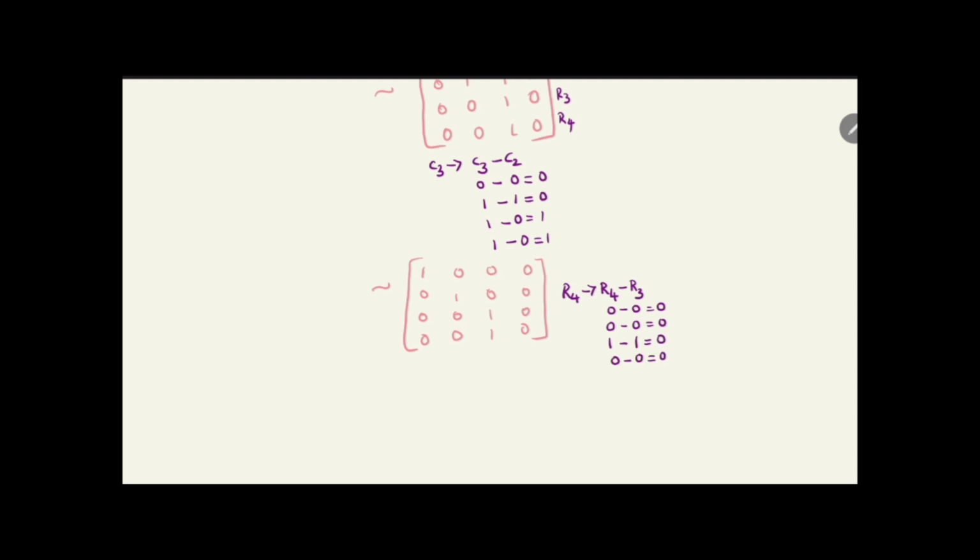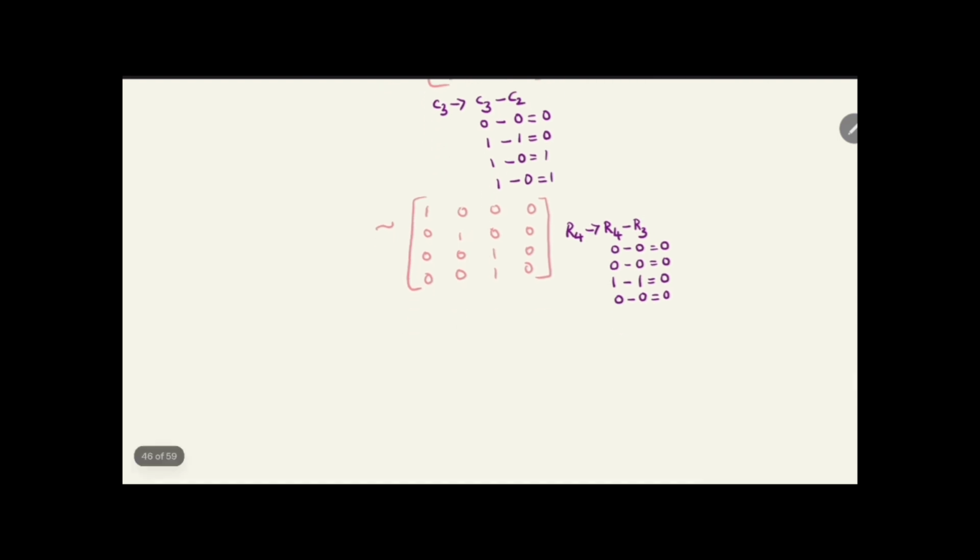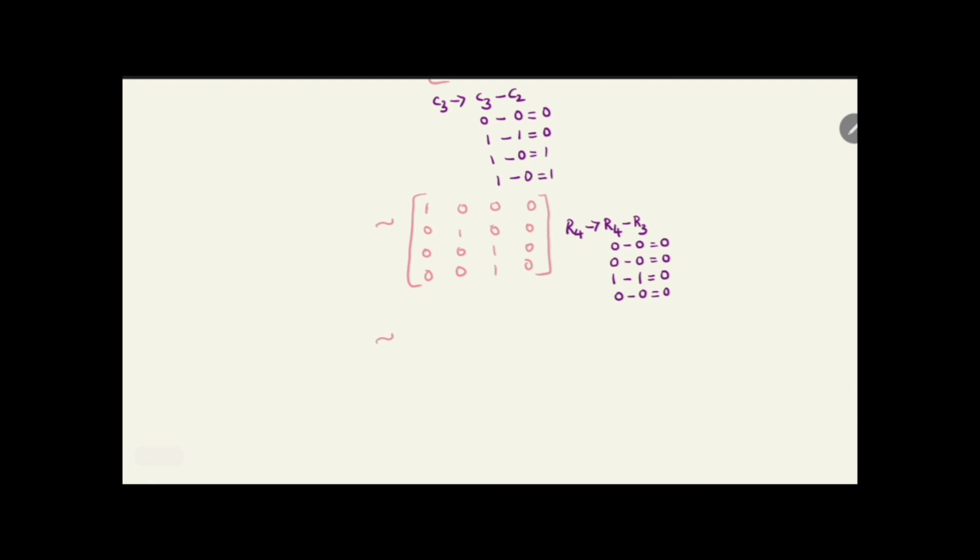Now I will replace this fourth row. Now the remaining rows will be the same. Okay, 1 0 0 0, 0 1 0 0, 0 0 1 0, 0 0 0 0. That's it, students. Clear? Now all the steps have been completed.